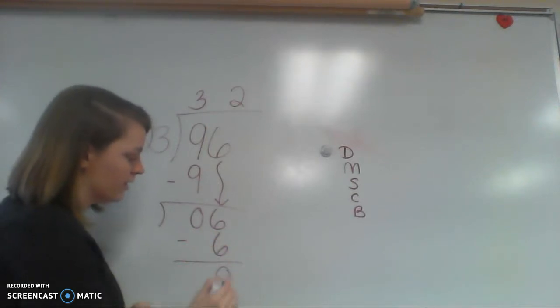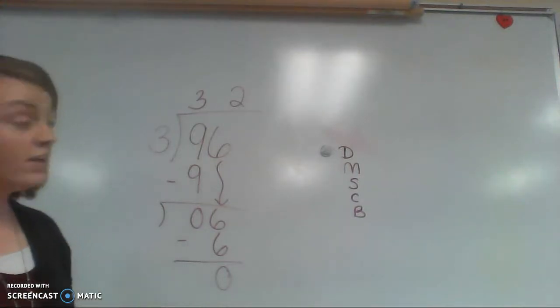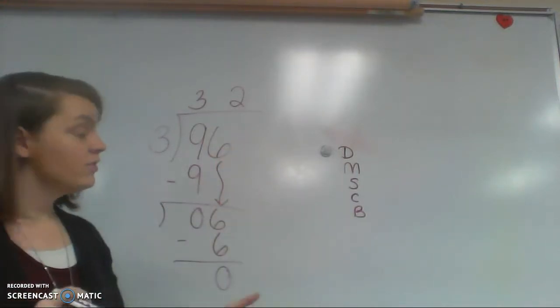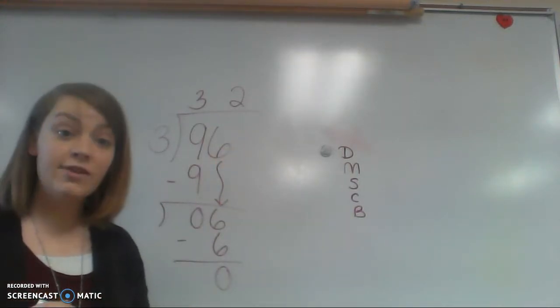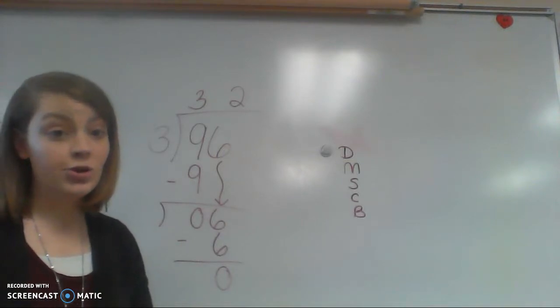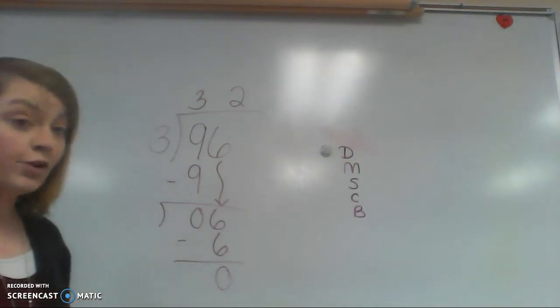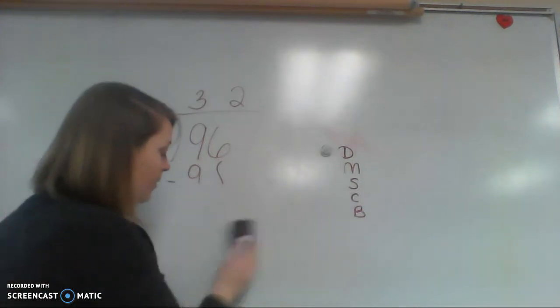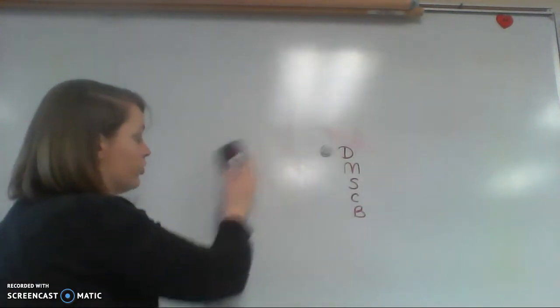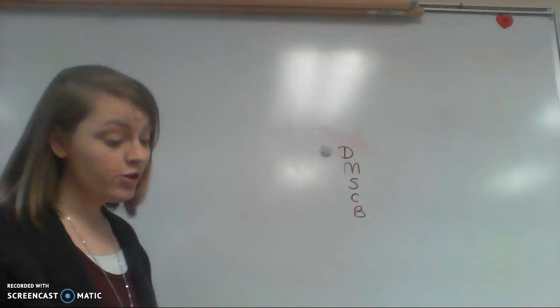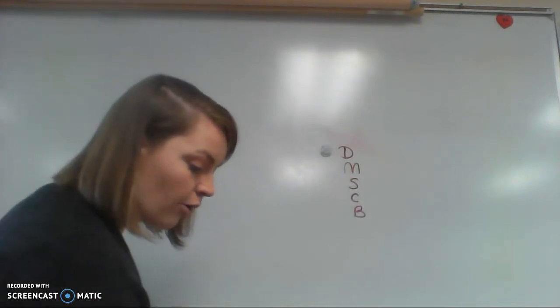Subtract. And once again, I have no remainder. I've got nothing left to bring down, so I finished the problem. 96 divided by 3 is 32. Okay, let's give you a practice problem, all right? I'm going to put the problem up on the board. I want you to pause the video and see if you can do it on your own, all right?